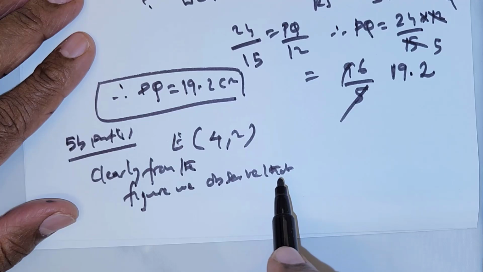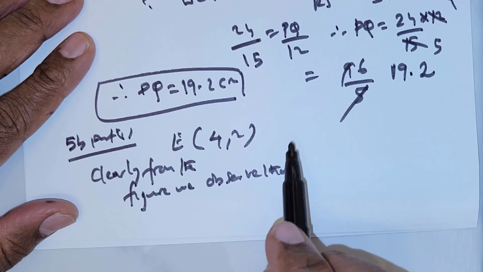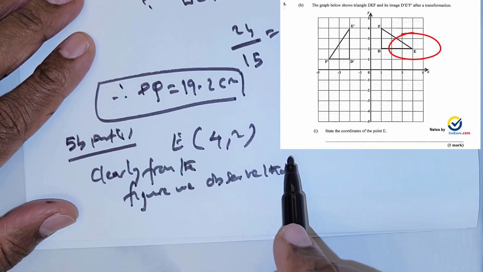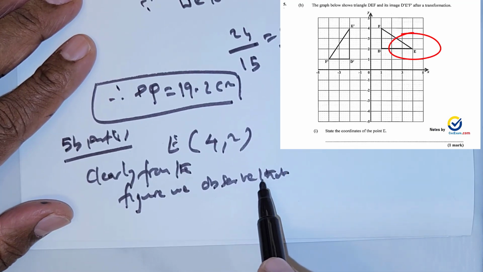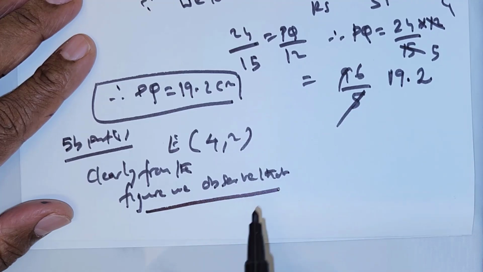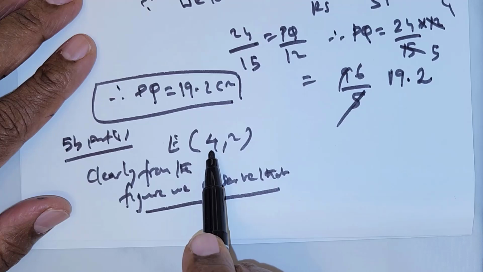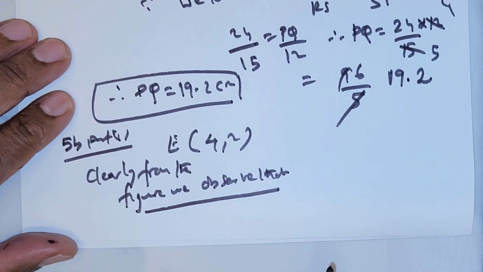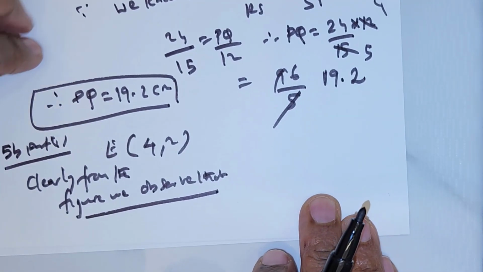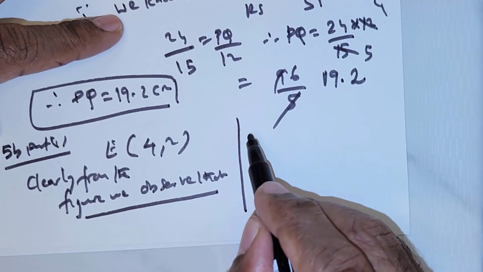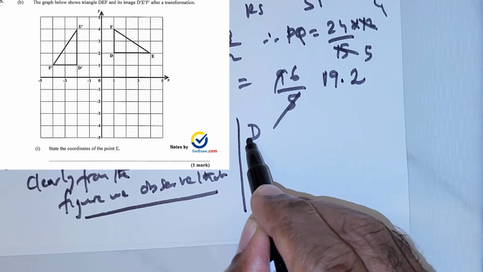Okay, so I'm actually putting up the figure here. You can clearly see the marks on the figure that I have indicated, and clearly from there the corresponding points are going to be 4,2. So that is the solution for that part. Now they are asking us the next part.